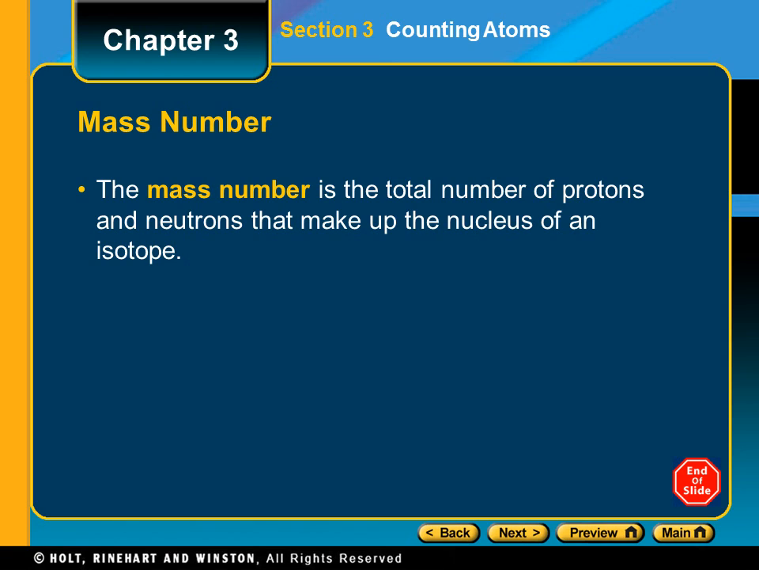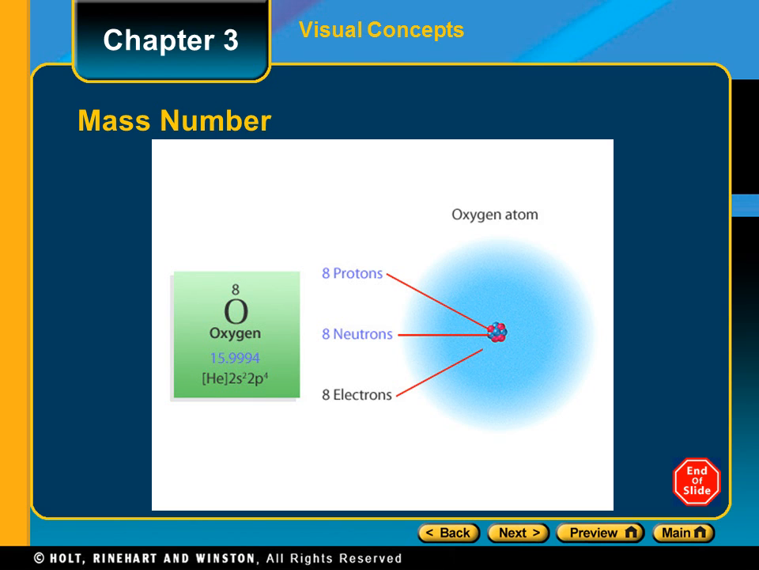So I want you guys to start thinking math here. If you are given the atomic number and you are given the mass number, you can figure out the number of neutrons. Because if the atomic number is the number of protons and the mass number is the number of protons and neutrons, you just subtract the atomic number from the mass number, and that will give you the number of neutrons all by itself. Let's see this again.